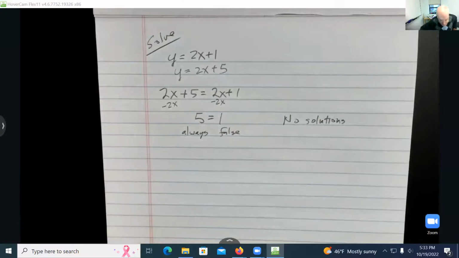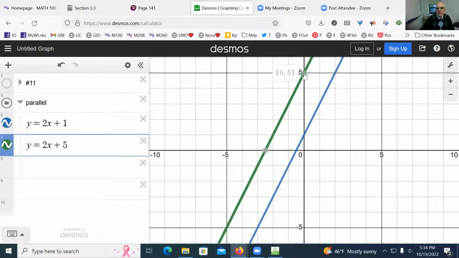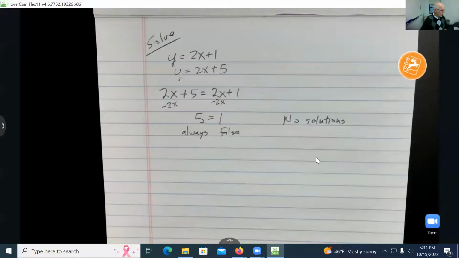Now, let's take a look and see what the graph looks like. And maybe you already know what the graph is going to look like. Let's look at Desmos. Here's my first equation, y equals 2x plus 1. The second equation has the same slope, but a different y-intercept. This one crosses up here at 0, 5. These have the same slope, which means they're going to be parallel. Parallel lines will never intersect. It's impossible to get an ordered pair that makes both of these true. Therefore, there are no solutions.